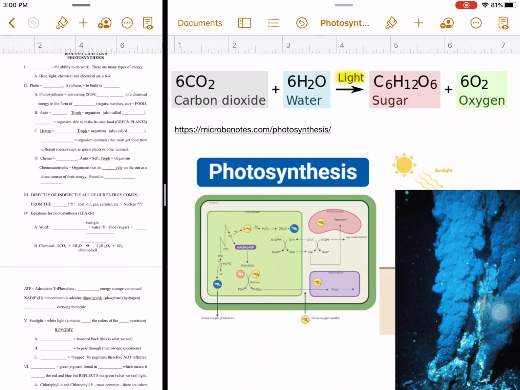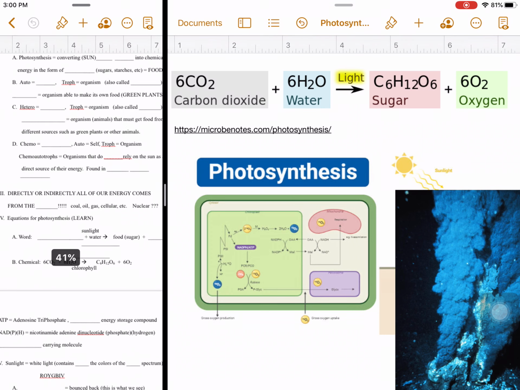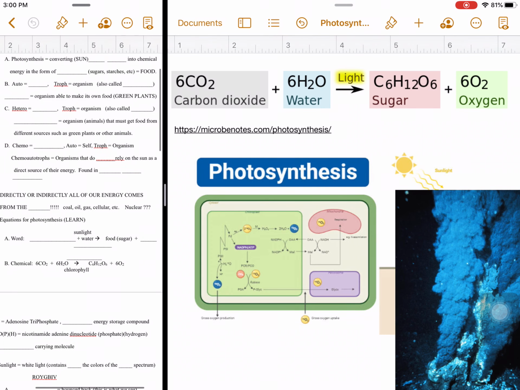Next you have heterotrophs. Hetero means different, troph means organism. These are also called consumers. And a heterotroph is an organism like you, which are animals or fungus and some protists, some bacteria, and they must get food from different sources such as green plants or consuming other organisms.